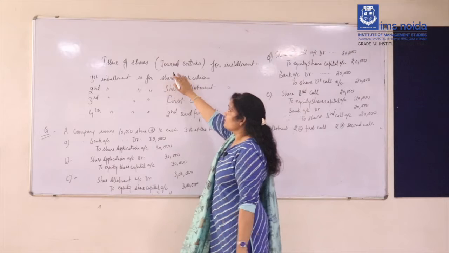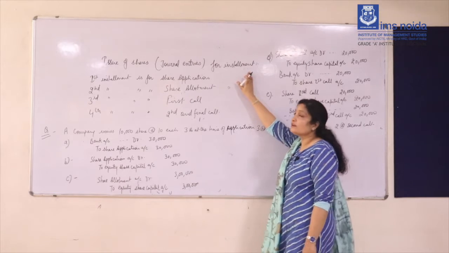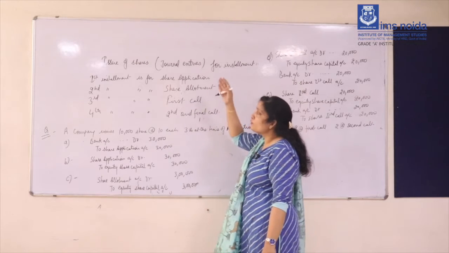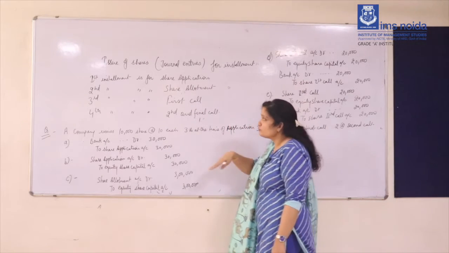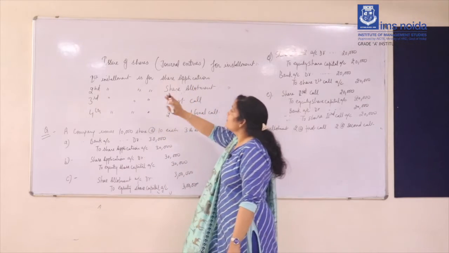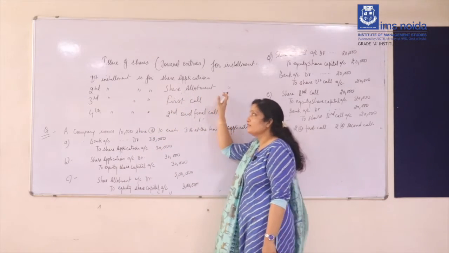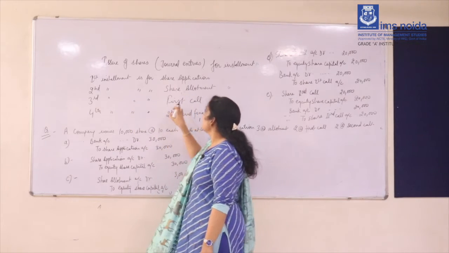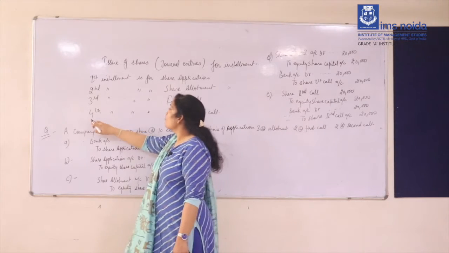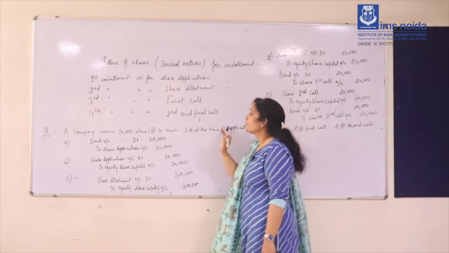Now, issue of shares. How will we pass the journal entries when we issue shares in installments? First we need to understand the installments in which we can issue shares. The first installment is for share application and the second installment is for share allotment, when we allot the shares. The third installment is for the first call, when we call the money for the first time. The fourth installment will be for the second and final call.